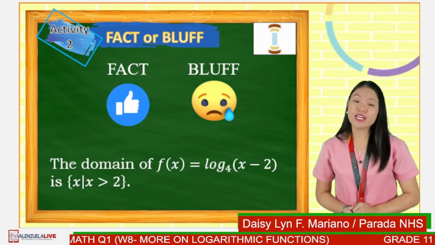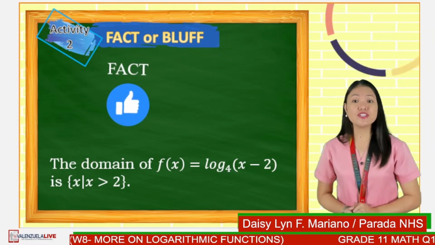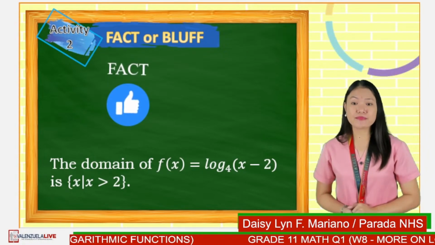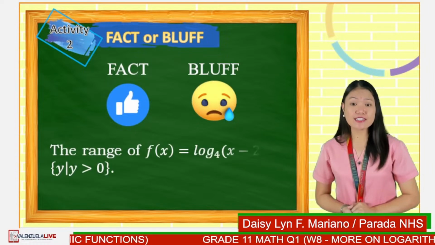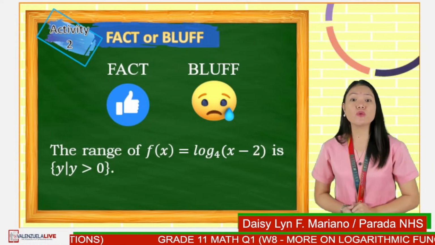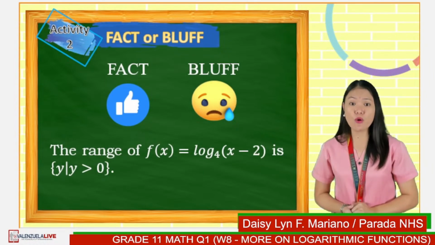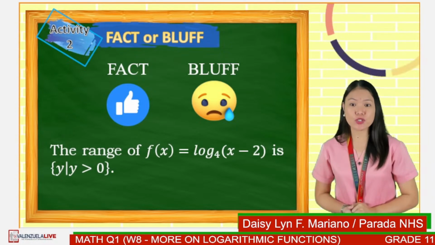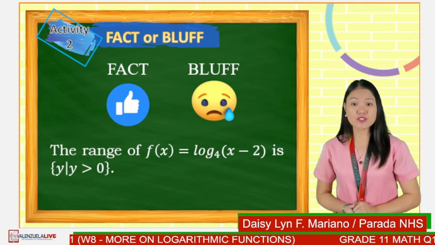Time's up. If you answered fact, then you are correct. And for our last statement, the range of f of x is equal to logarithm of the quantity x minus 2 with base 4 is y such that y is greater than 0. Is it a fact or a bluff?